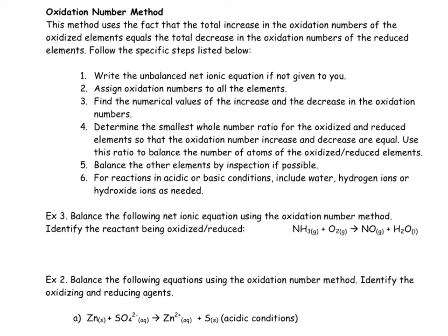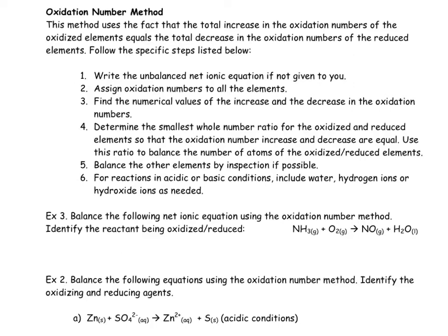Write the unbalanced net ionic equation if it's not given to you in the question. Then assign oxidation numbers to all of the elements. Find the numerical values of the increase and decrease in the oxidation numbers. Determine the smallest whole number ratio for the oxidized and reduced elements so that the oxidation number increase and decrease are equal. Use this ratio to balance the number of atoms of the oxidized and reduced elements.